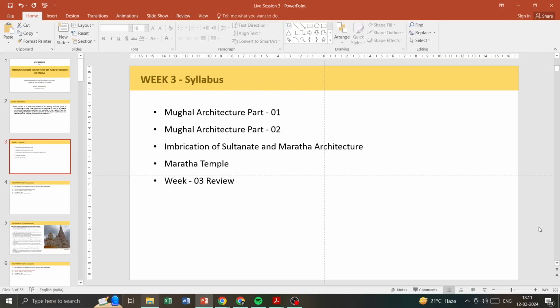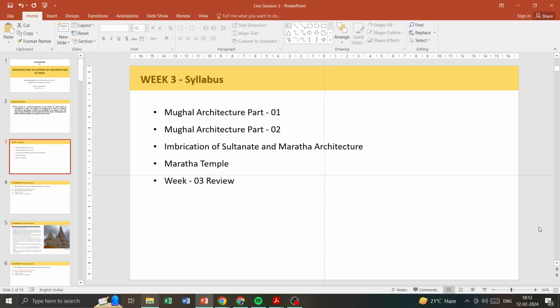First was the Mughal architecture part 1, in which it was talked in detail about the Mughal architecture starting from Babur and Humayun and Akbar. And in the Mughal architecture part 2, it was mainly focused on Shah Jahan and Aurangzeb, specifically talking about Shah Jahan, who is considered one of the pioneers of Mughal architecture. And then the third lecture comprised of the imbrication of Sultanate and Maratha architecture, how Maratha architecture has been inspired from Sultanate architecture and why that influence is there.